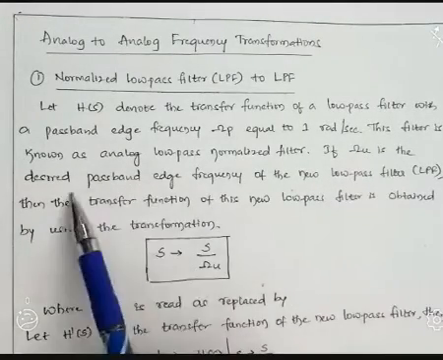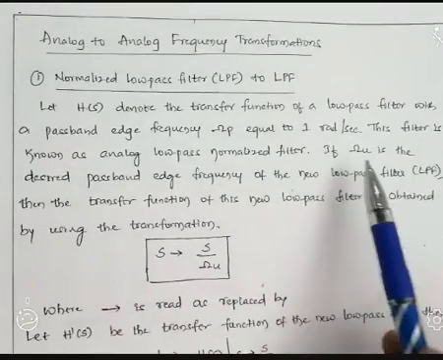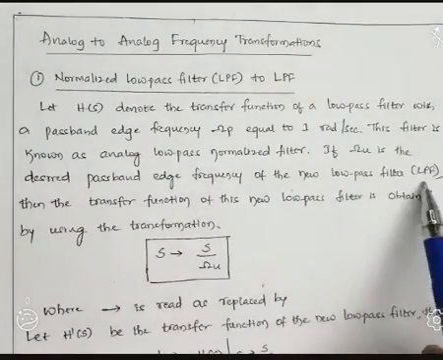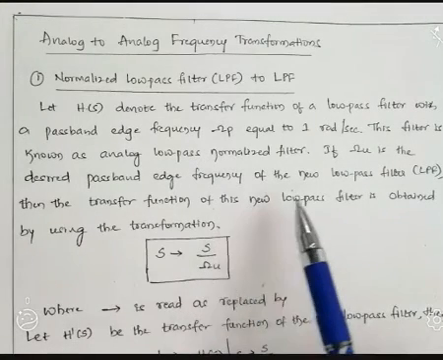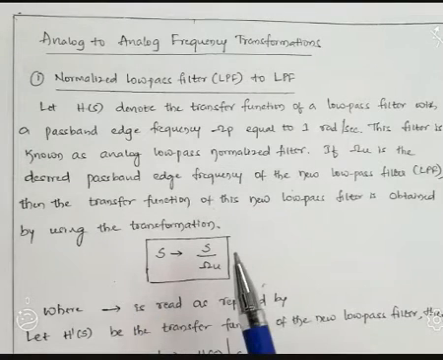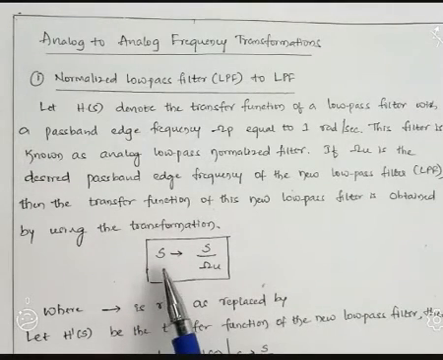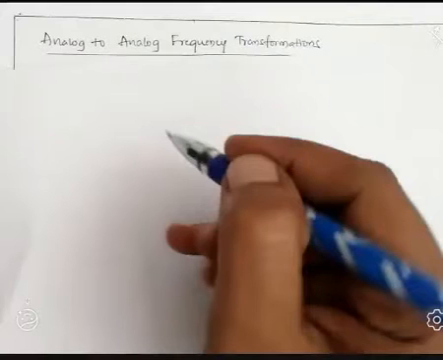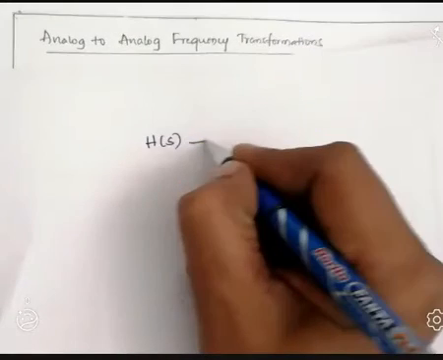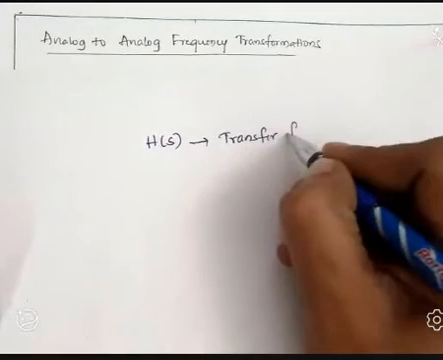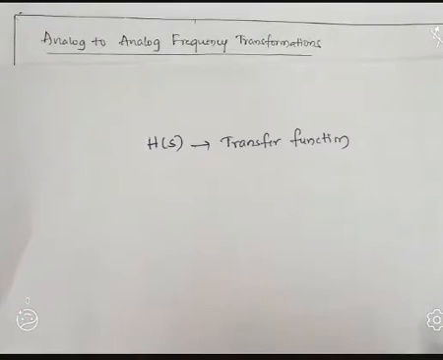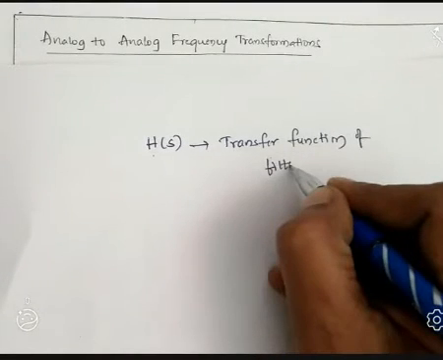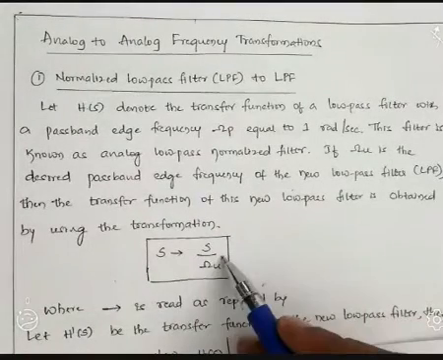Okay. If omega u, the upper band, is the desired passband edge frequency of the new low-pass filter, then the transfer function of this new low-pass filter is obtained by using a transformation wherever s is there in the transfer function. The transfer function is written as H of s, which indicates the transfer function of the filter. So this S is replaced by S divided by omega u.